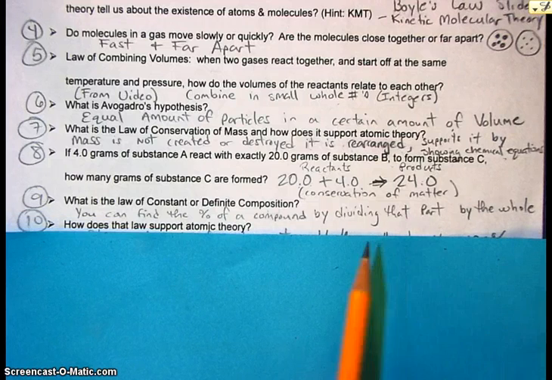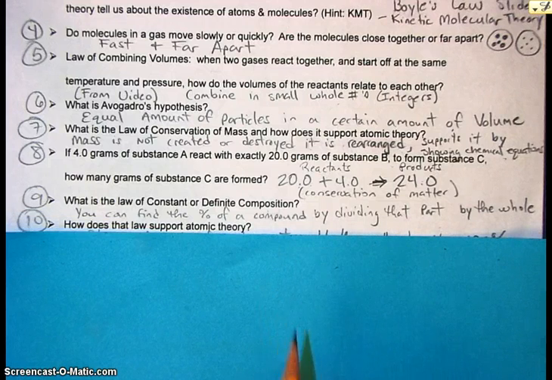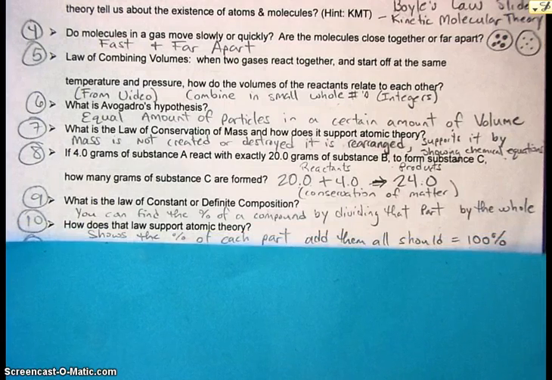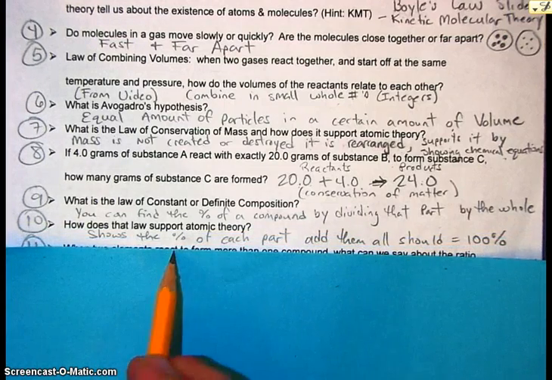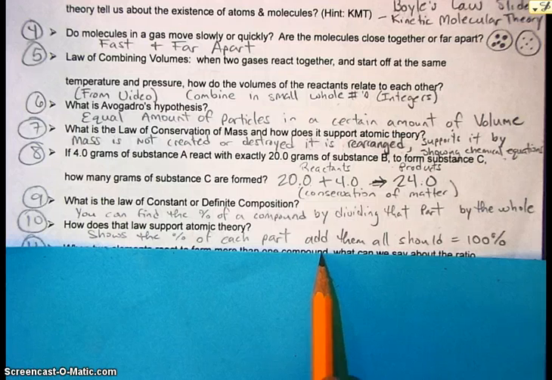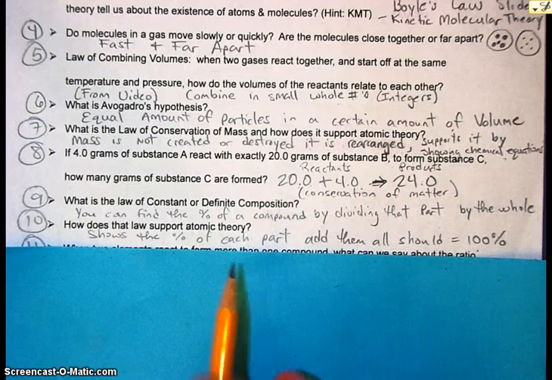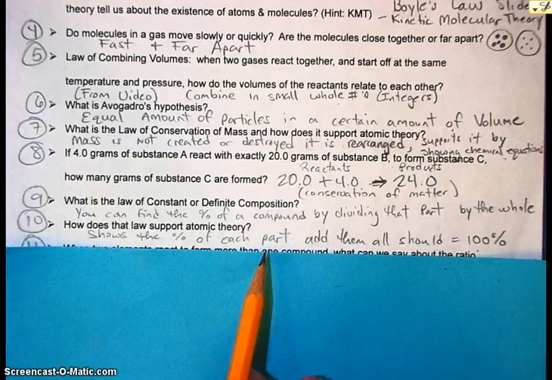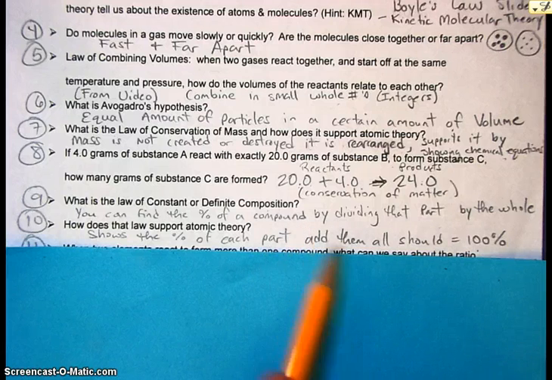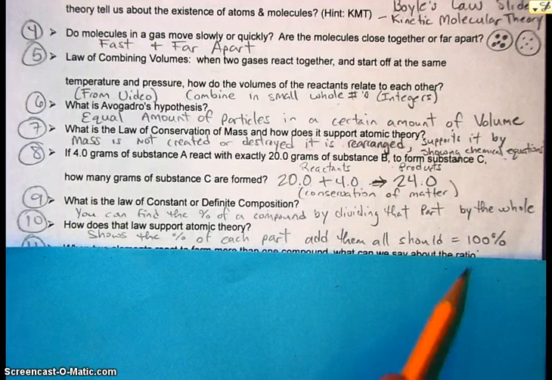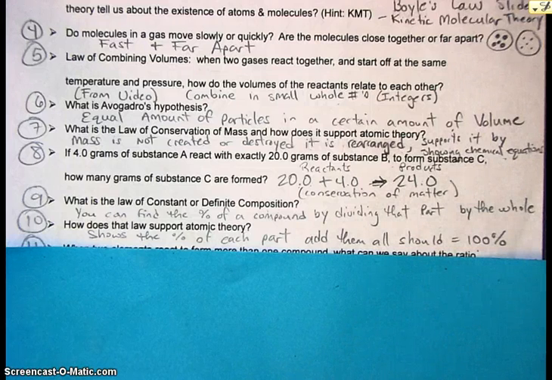So question number 10 says, how does that law support atomic theory? Well, it shows the percent of each part, and if you add them all, you should get 100%. So if you have 40 to 60 on one side, it'll equal 100 on the left, and you should get 100% of that on the right side. That's how it supports it.